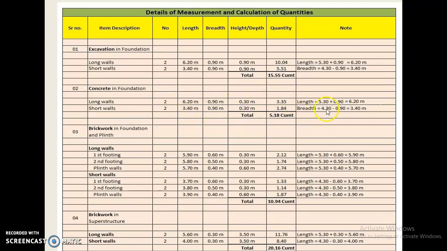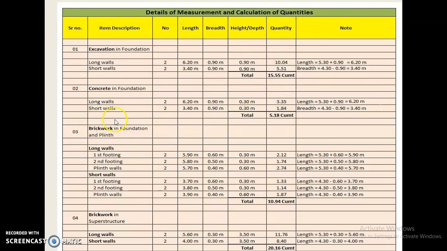And for the short wall, length again is 4.30 minus 0.9, that is 3.40 meter, and the depth is 0.3, you will get 1.84. So if you add both the quantities, you will get the total quantity of concrete in foundation, or we can say CC, cement concrete or plain cement concrete for bed of foundation, that is 5.18 meter cube.